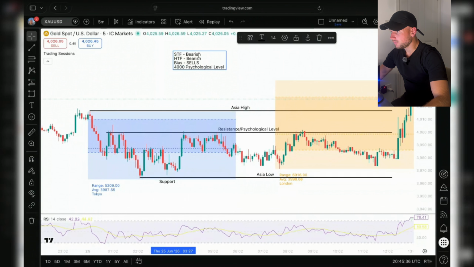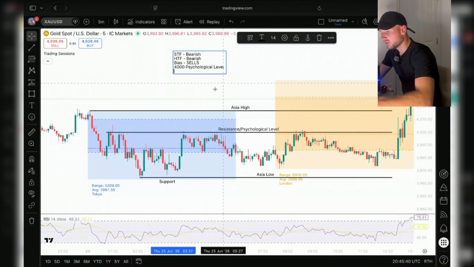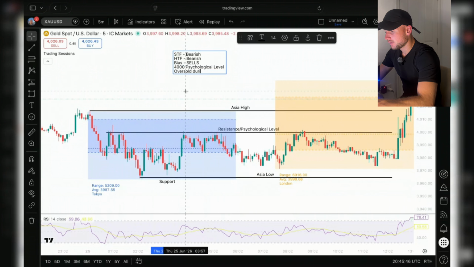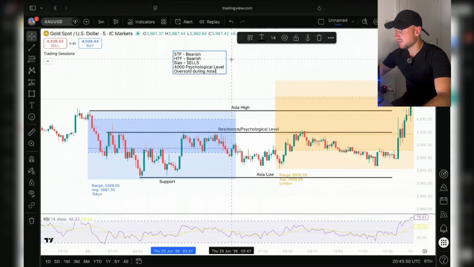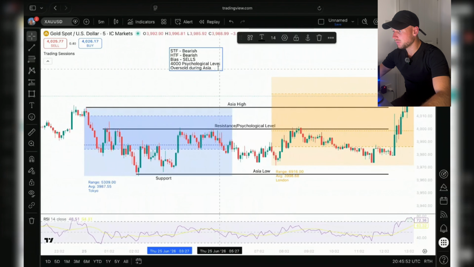I'm also going to make a note of the fact that on the RSI, during the Asia session, we were oversold during Asia. So again, that might give us a clue that there is an opportunity to take some buys, but again, we need some more confluences.